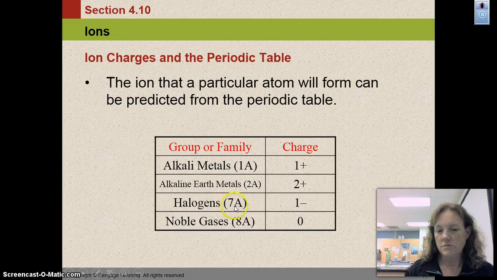The halogens in group 7A or 17, depending on how it's labeled, tend to gain an electron and become a negative 1. And the noble gases in group 8A or 18, they have a complete outer valence shell and they don't react, so their charge is always a 0.